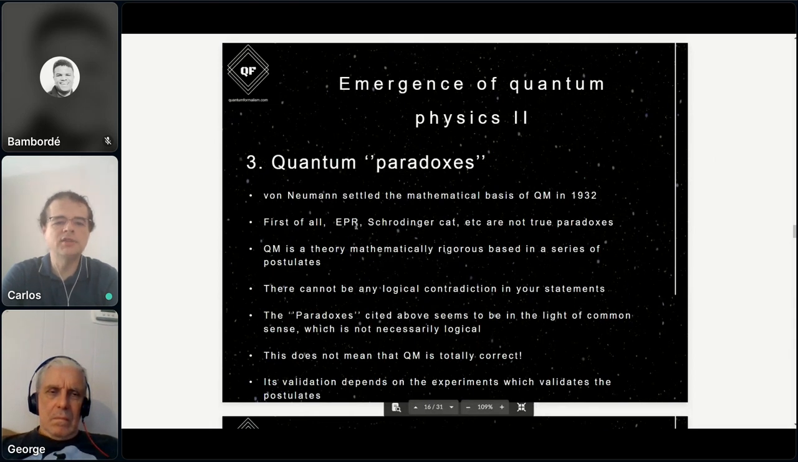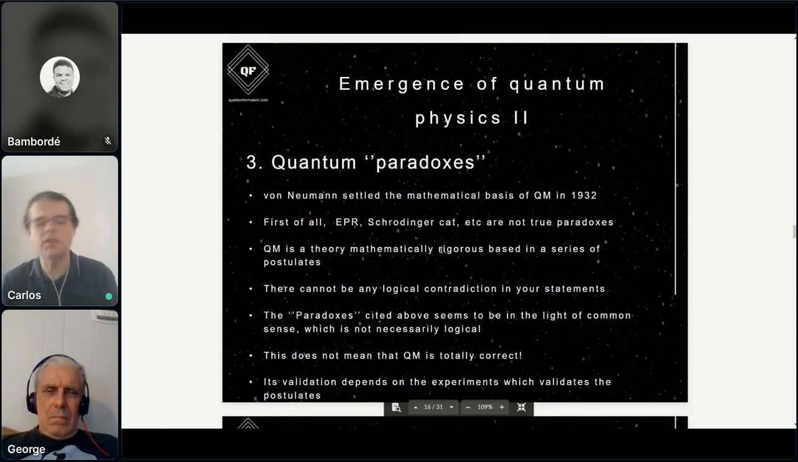So these things, the EPR, Einstein-Podolsky-Rosen paradox, and the Schrödinger cat, which is related with the collapse of the wave function, are not true paradoxes. Because quantum mechanics is a mathematically rigorous theory, based on a series of postulates that we will discuss in the future, and these postulates cannot contradict each other. So what we call paradoxes are paradoxes in the light of common sense. But inside the theory, this is not a paradox. The mathematical formalism accepts this. It's a paradox for our views.